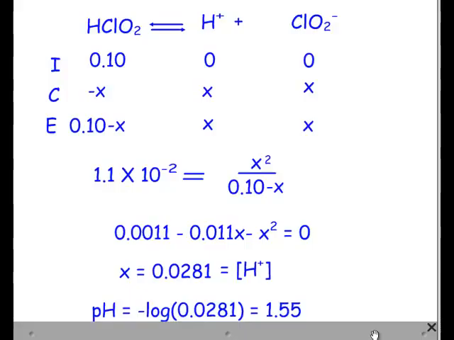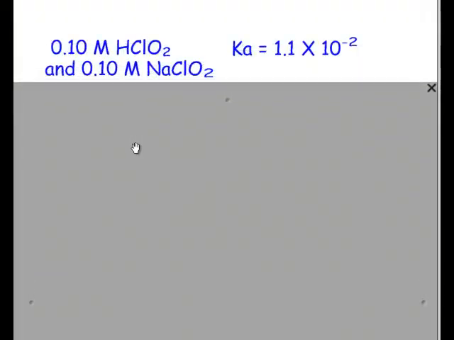Now, the question that's going to come up in this chapter that's different is this one. Again, we have 0.1 molar HClO2, but this time we're also mixing in some 0.10 molar NaClO2. We've got an acid, but we've also got the salt of the acid. This is called the common ion effect. That is, we have two of the same ion in solution.